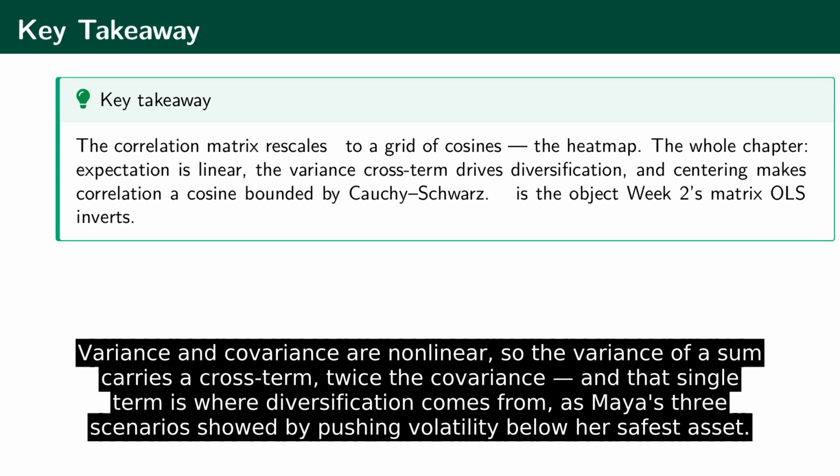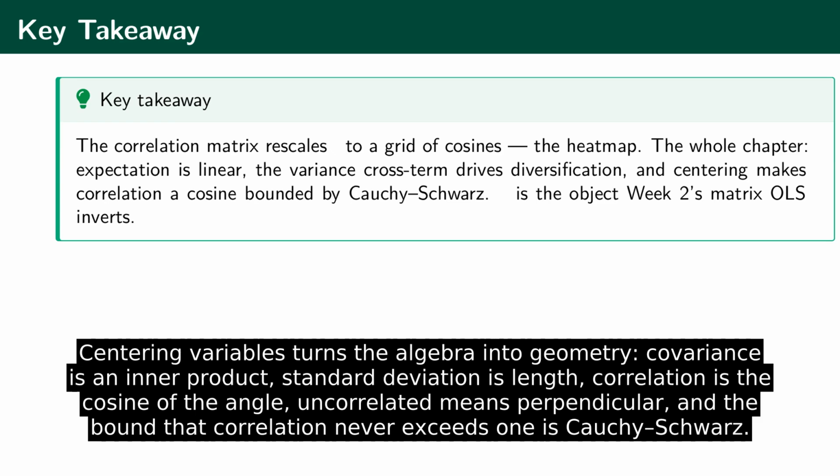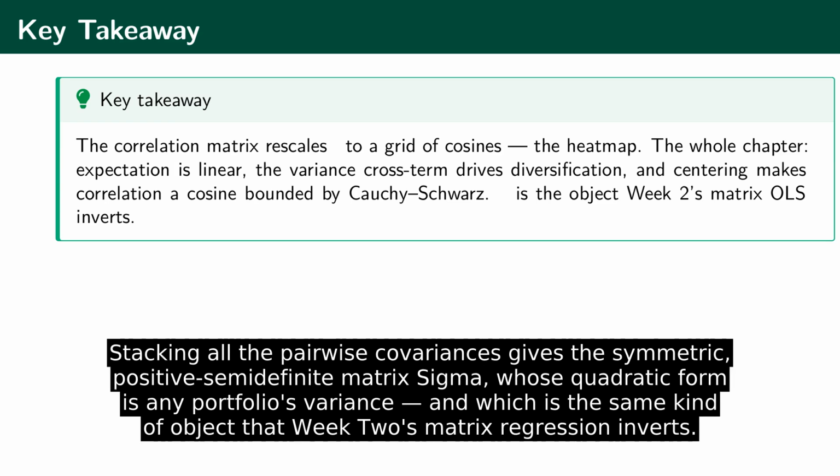Centering variables turns the algebra into geometry. Covariance is an inner product. Standard deviation is length. Correlation is the cosine of the angle. Uncorrelated means perpendicular, and the bound that correlation never exceeds 1 is Cauchy-Schwarz. Stacking all the pairwise covariances gives the symmetric, positive semi-definite matrix sigma, whose quadratic form is any portfolio's variance, and which is the same kind of object that Week 2's matrix regression inverts.